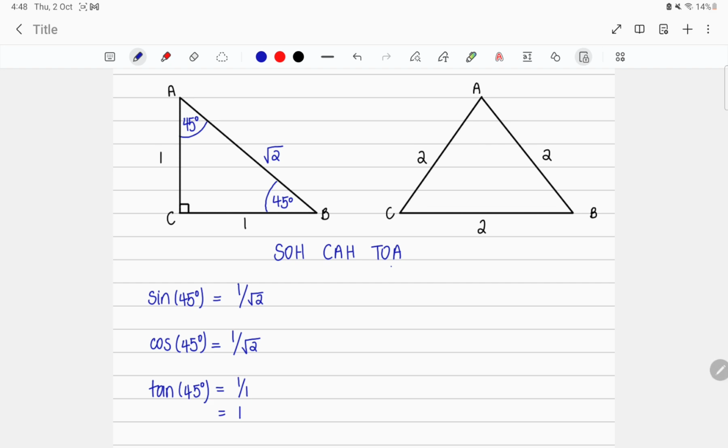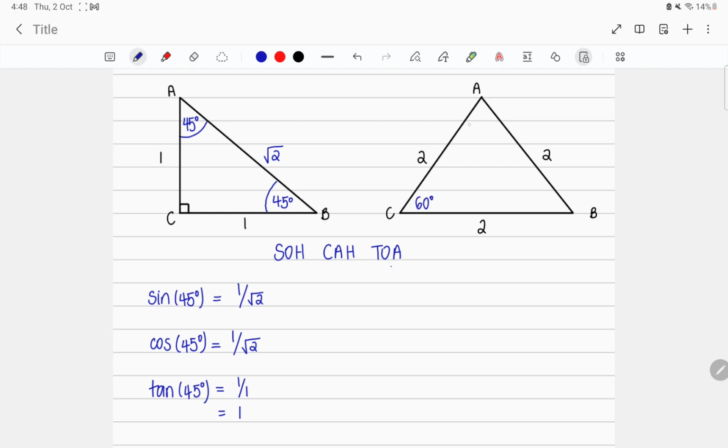So we go to the second triangle. Now this second triangle, as we can see, is an equilateral triangle because all three sides have the same measure of 2 units, which means that all the angles as well have the same measure. If the angles in a triangle sum to 180 degrees, then each of these angles must measure 60 degrees. So we would have to divide 180 by 3.